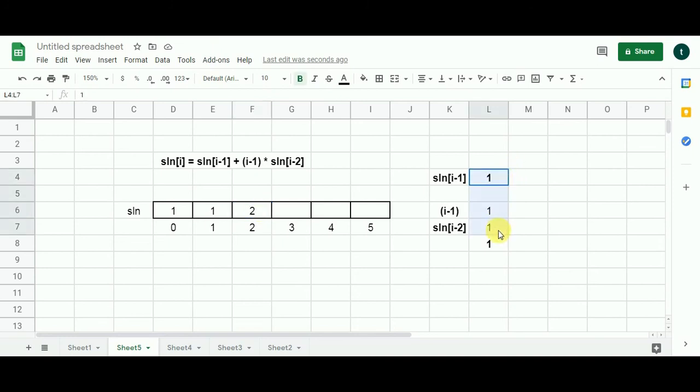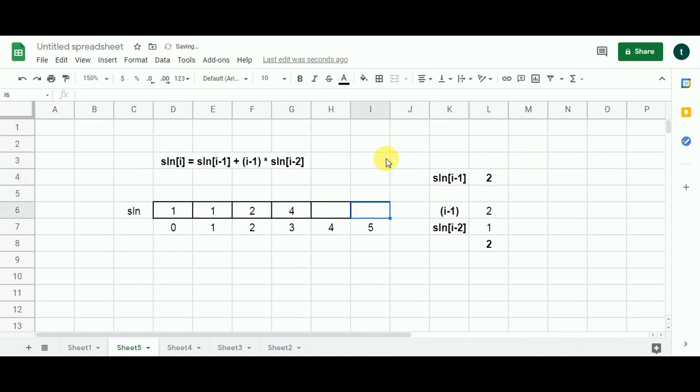All right, let's quickly replace i with 3. So this first component is going to give us SLN[3 minus 1], which is SLN[2], and SLN[2] has the value 2. I'm going to put it over here. Then i minus 1 will be 2 because i is 3. And SLN[i minus 2] will be SLN[1], since 3 minus 2 is 1. Here the value is 1. So we multiply 2 with 1, we get 2. This 2 added with this 2 is going to give me 4. I put 4 over here.